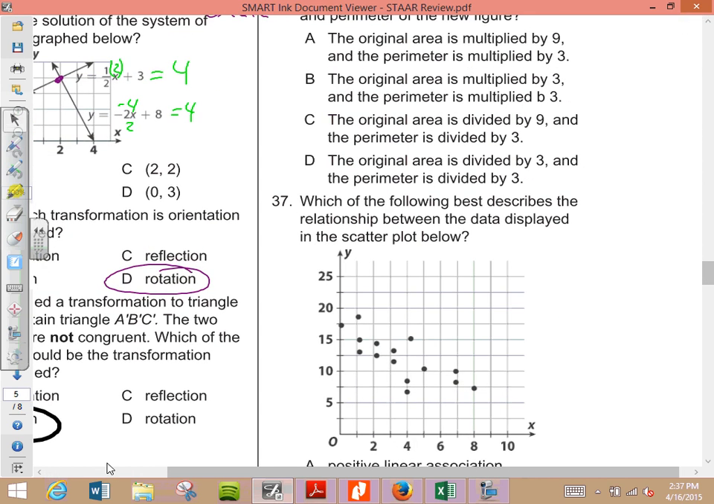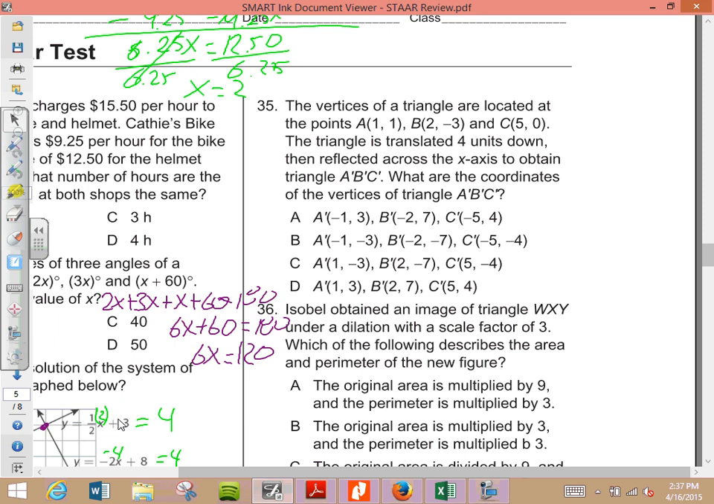We ain't there yet. Calm down. All right, 35. The vertices of a triangle are located at points blah, blah, and blah. The triangle is translated 4 units down and then reflected across the axis to obtain triangle B. Ooh. So what do you do first? Subtract 4 from where? From the y, right? So let's do 1. What is 1 minus 4? Negative 3. And then it says to do what with it?